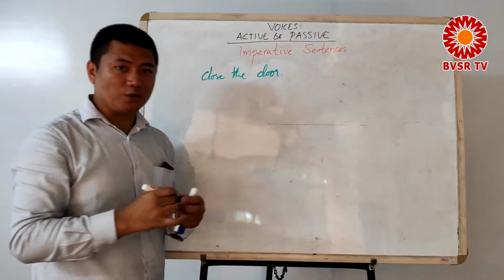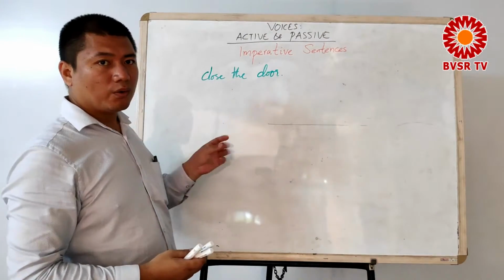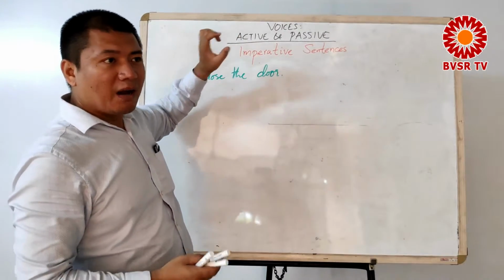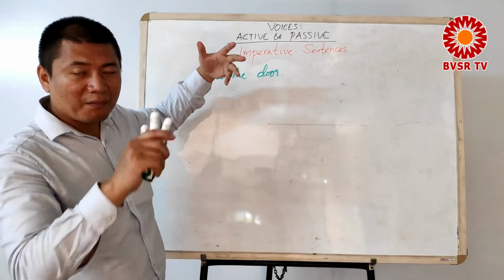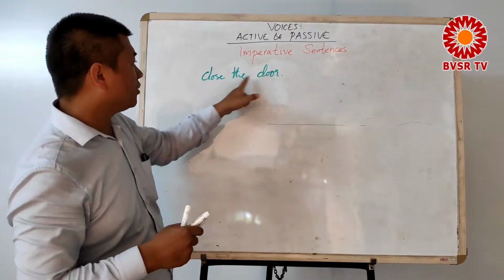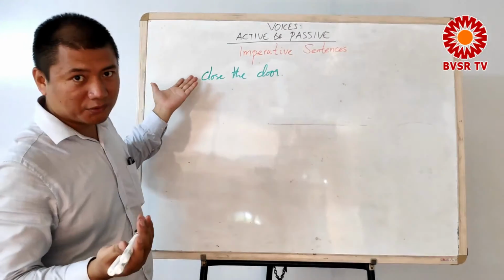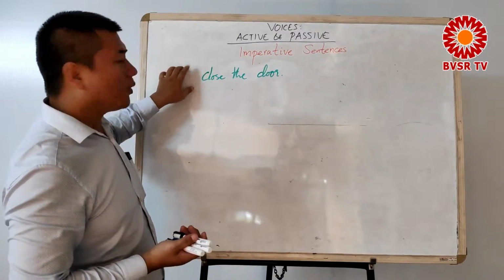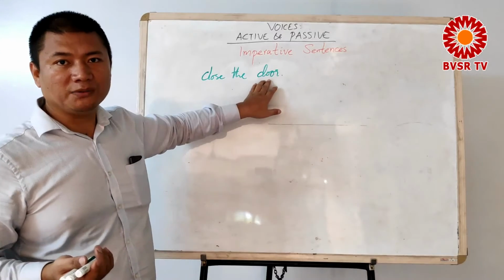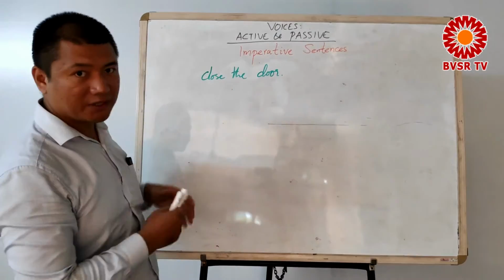So when you say close the door, in normal tenses, if you say Ram is singing, who is singing? Ram. But here, close the door. Who is closing the door? Nobody knows. So in a sense, normally we don't have a subject. We only have verb and the object. So that is imperative sentences.